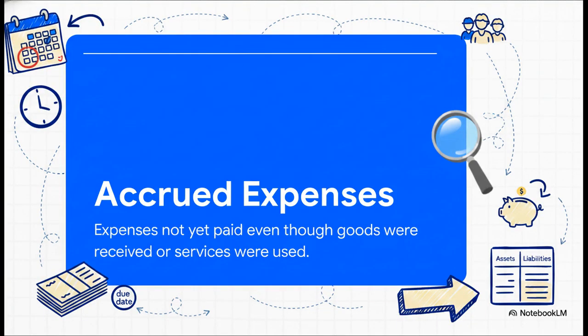Okay, think of this as your classic unpaid bill scenario. An accrued expense happens when you've already used up a service, like say your employee's labor for the final week of December, but the cash hasn't actually left your bank account yet because payday isn't until early January. Because you absolutely owe this money soon, it has to be recorded as a current liability.